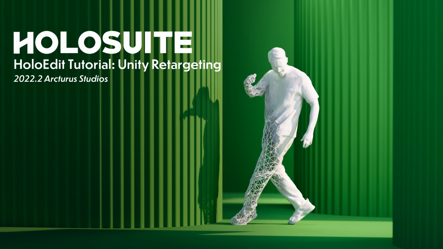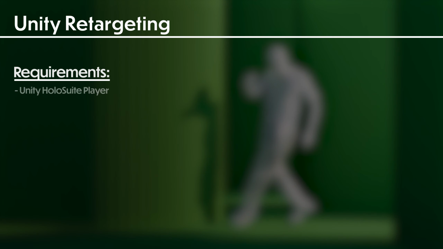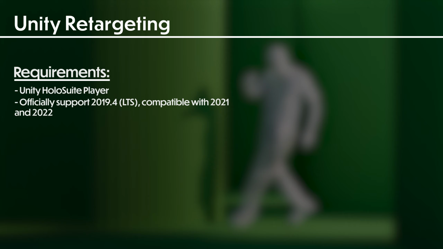Hey there! Today, we're going to be demonstrating how to set up retargeting for your volumetric capture in Unity. In our last Unity tutorial, we walked through how to set up a HoloSuite Player, which you'll need up and running before starting on retargeting. The HoloSuite Player package officially supports Unity version 2019.4 LTS, but is also compatible with Unity 2021 and 2022.